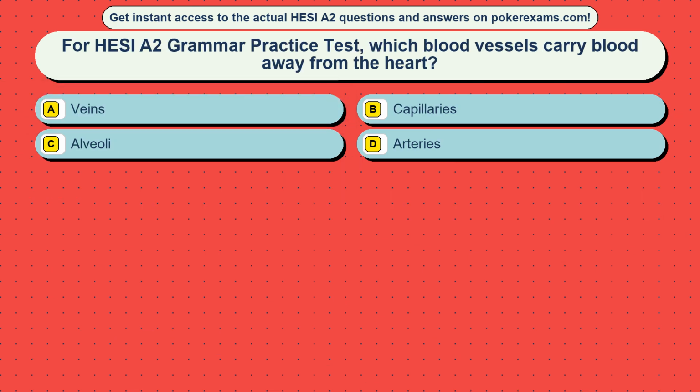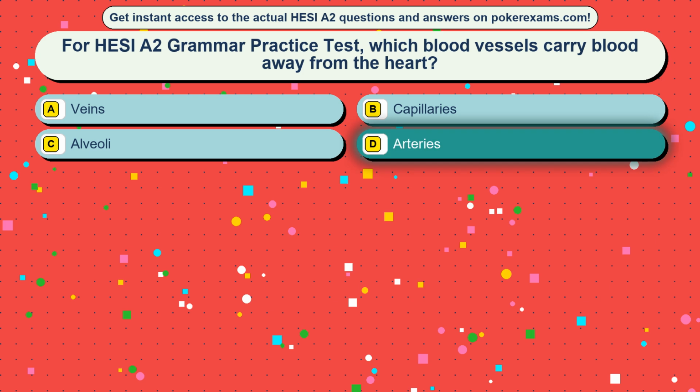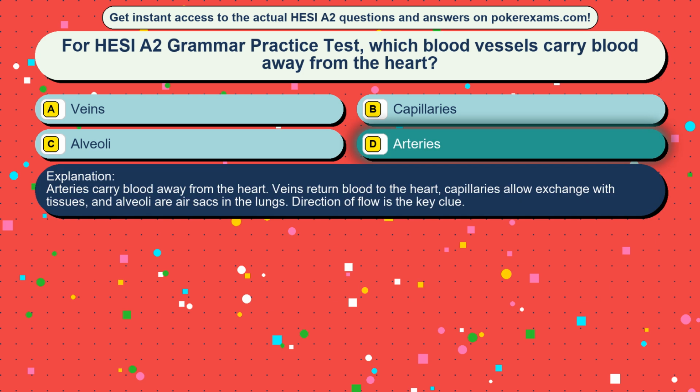Question 22. For HESI A2 Grammar Practice Test, which blood vessels carry blood away from the heart? Option A, veins. Option B, capillaries. Option C, alveoli. Option D, arteries. The correct answer is option D, arteries. Arteries carry blood away from the heart. Veins return blood to the heart, capillaries allow exchange with tissues, and alveoli are air sacs in the lungs. Direction of flow is the key clue.